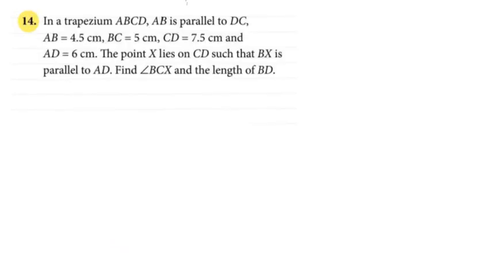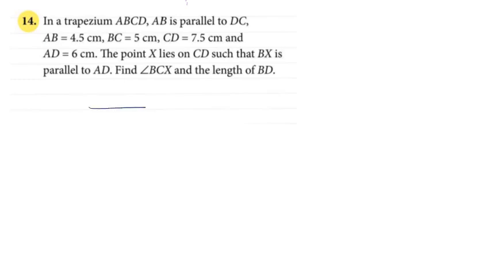Right, in this second last question, we are given a trapezium ABCD. We're given AB is parallel to DC, AB is 4.5, BC is 5, CD is 7.5, and AD is 6. Okay, we don't have to draw a very accurate diagram, but basically it cannot be too inaccurate. Right, so we all know that the property of a trapezium is that it has one pair of opposite parallel sides, one pair only.